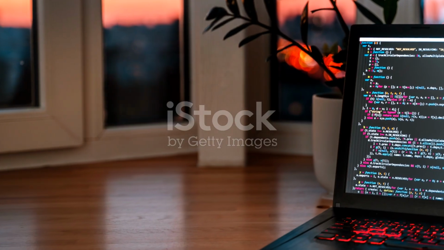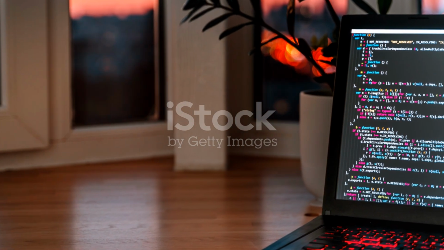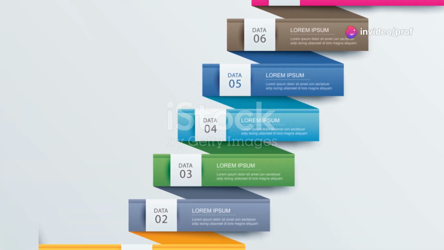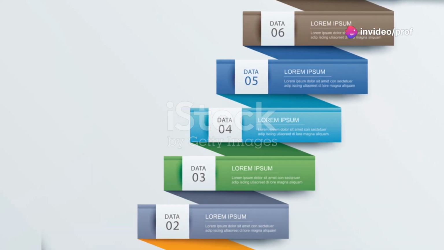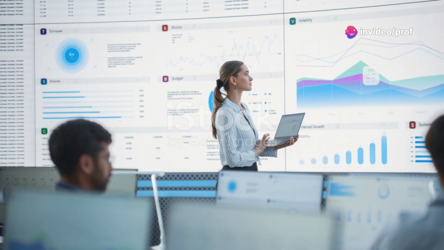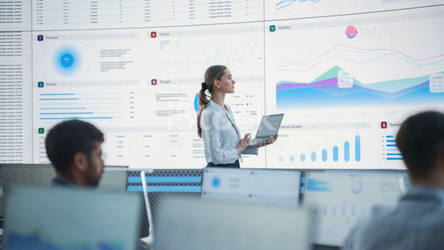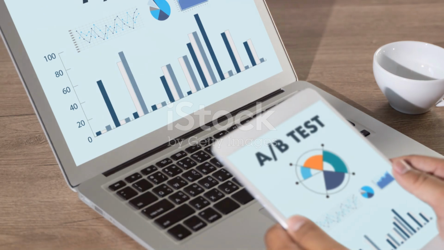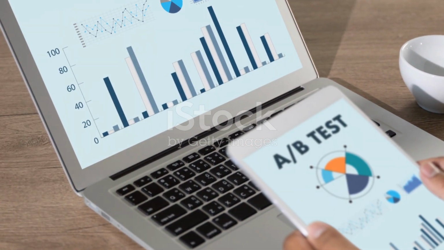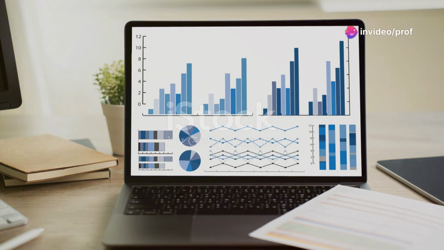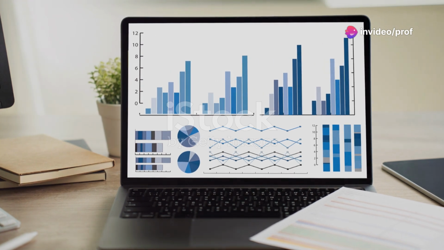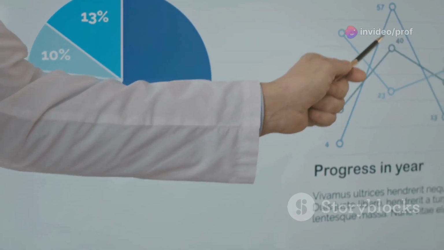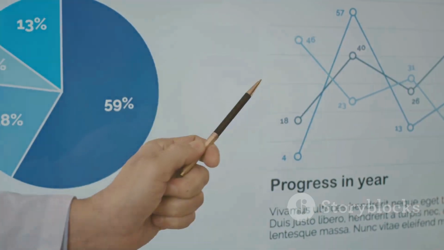From sklearn.model_selection import train_test_split, X_train, X_test, y_train, y_test = train_test_split(iris.data, iris.target, test_size=0.2, random_state=42). This code splits the dataset into training and testing sets with 80% of the data allocated to training and 20% to testing.